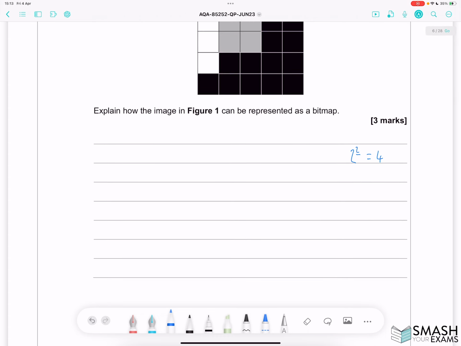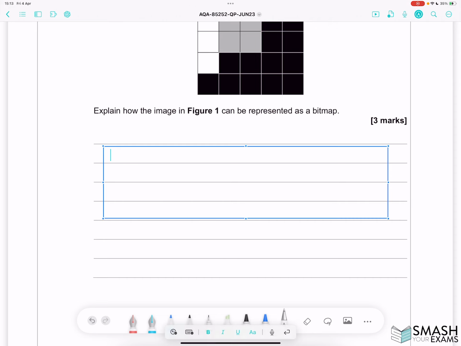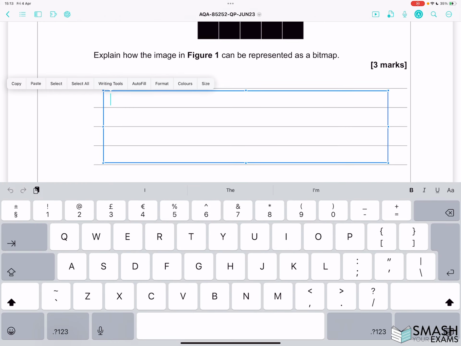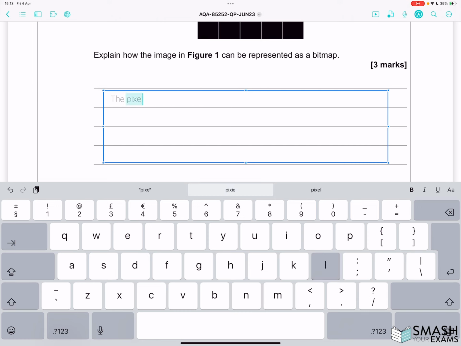So we could say, I'll just rub off our notes for the time being. There we go. And in our answer, I might type this one for quickness, and so my handwriting doesn't look quite as messy. In here, I'm going to type something like, the pixels are stored consecutively. So that's my first point. So basically that means one after another in memory.